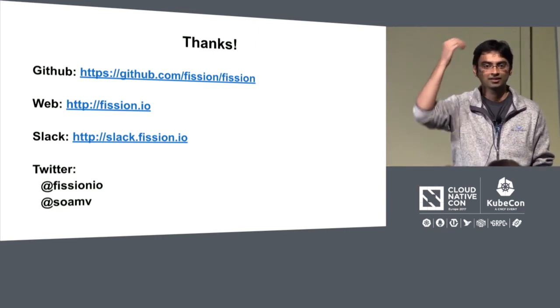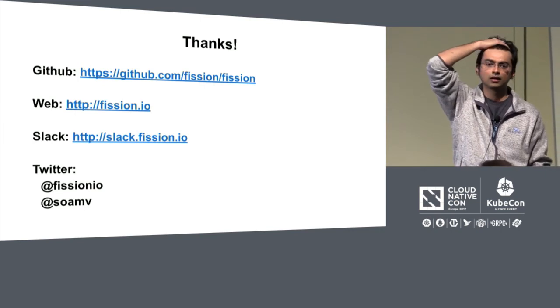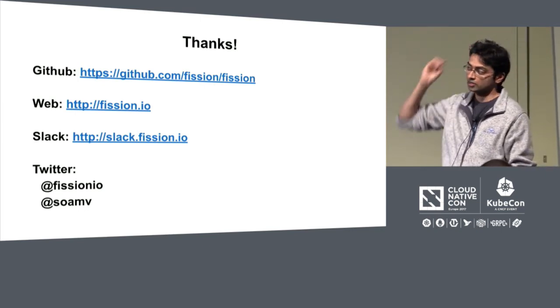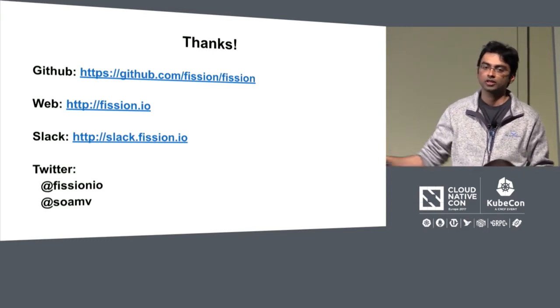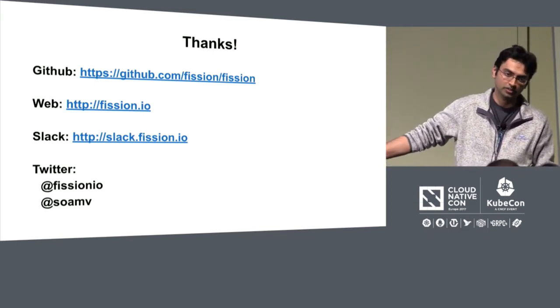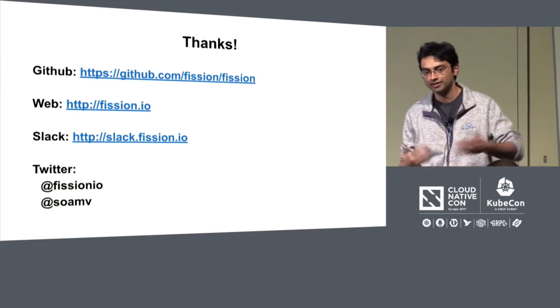Someone here. Okay, go ahead. When you create a function, where is it getting stored? Yeah, so today it's stored on a persistent volume. The API server just directly talks to that. We're working on splitting that out into a separate storage service, which will have pluggable backends like S3 and all that.